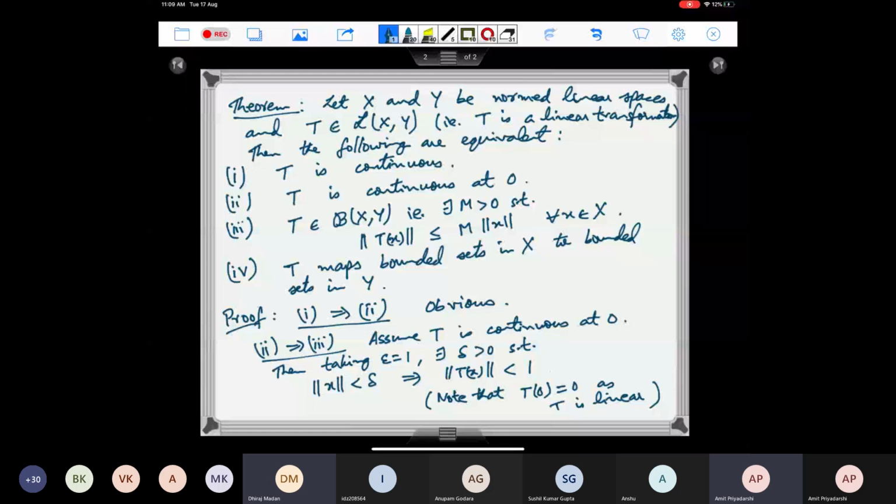The screen is not visible. Wait, oh, it's not visible. No, sir.